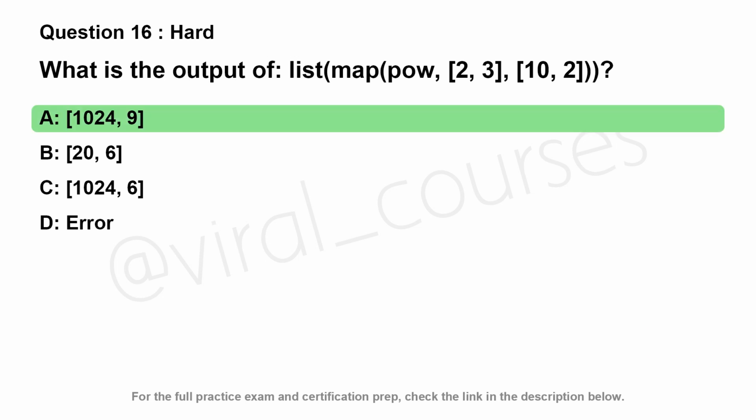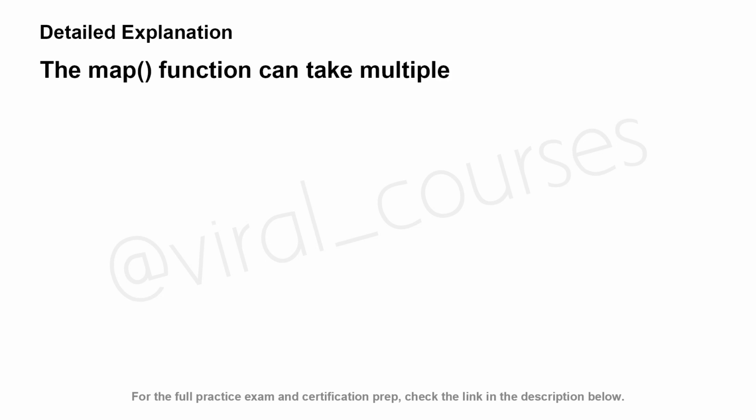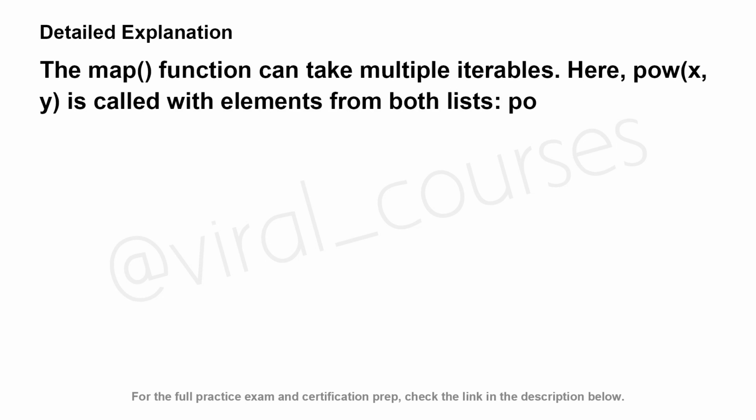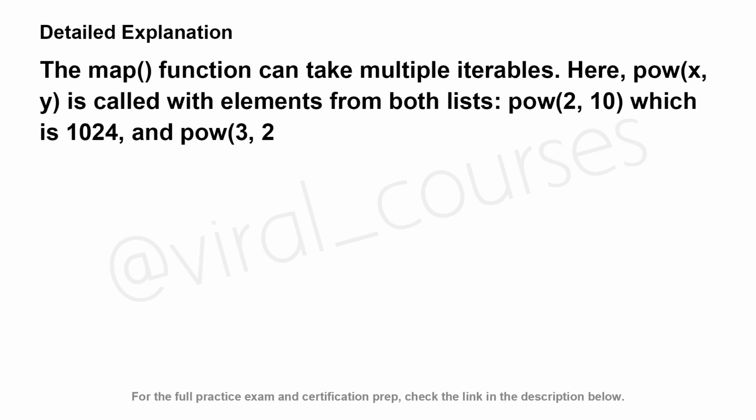The correct answer is A. The map function can take multiple iterables. Here, pow(x, y) is called with elements from both lists. pow(2, 10), which is 1024, and pow(3, 2), which is 9. The result is [1024, 9].